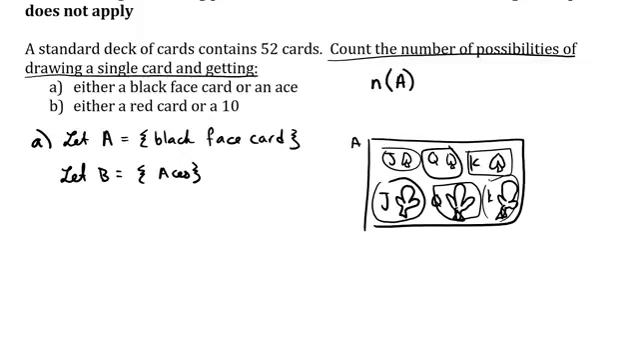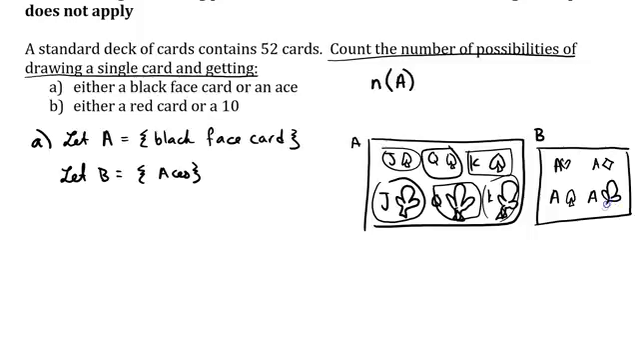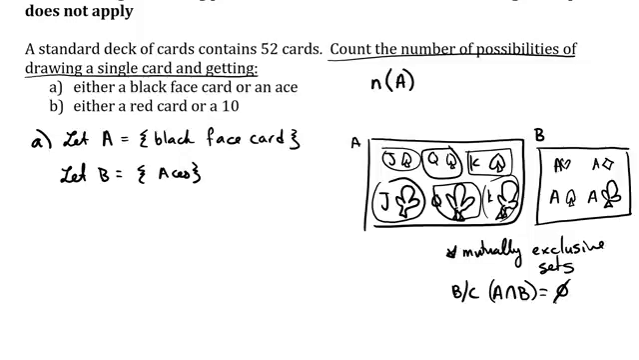Now the second set, the B cards, are aces. So we have the ace of hearts, the ace of diamonds, the ace of spades, and the ace of clubs. Now I want us to make note here, there are no elements that are the same in both. These are what we call mutually exclusive, because A intersect B is an empty set. There are no things that are common.